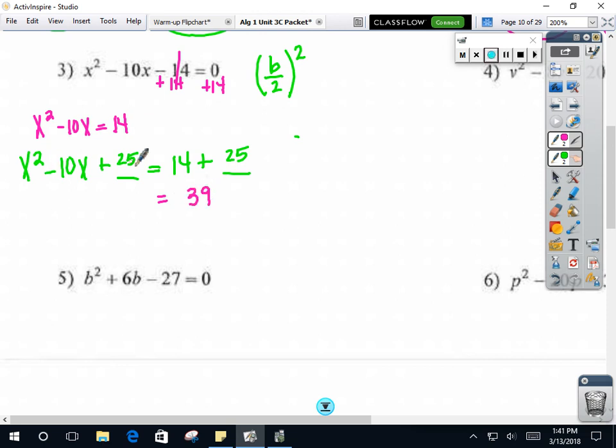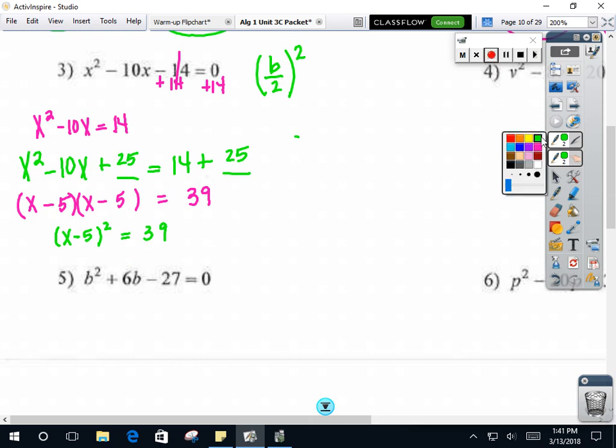On the left side, you now can attempt to factor a new trinomial. Are there two numbers that multiply to make 25 and add to make negative 10? Well, what's the square root of 25? So 5 times 5 is 25. Negative 5 plus negative 5 is negative 10. Since there are two of them and they're identical, how can we now write them? Right? But remember, our goal is to get x by itself, so now what should we do?